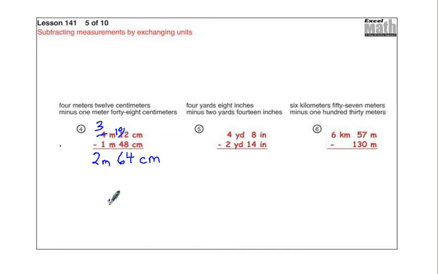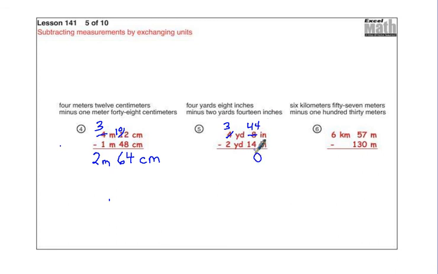Number 5, can't do 14 taken away from 8, so I'm going to borrow from these yards here. That's 3 yards now. Notice we're moving yards over to inches. How many inches are there in a yard? Well, there are 36 inches in a yard. 36 and 8 is 44. So that 8 is now 44.